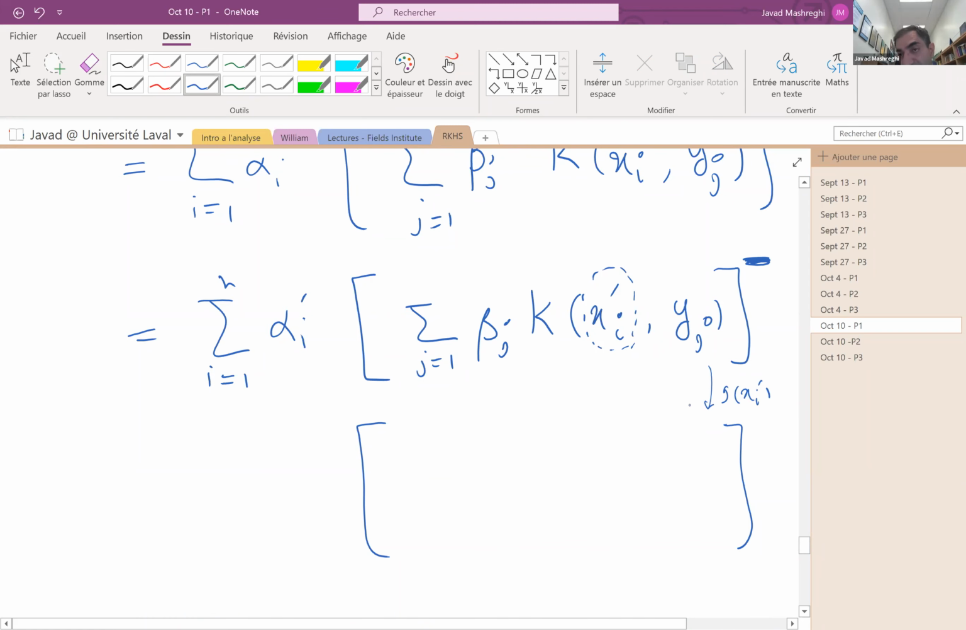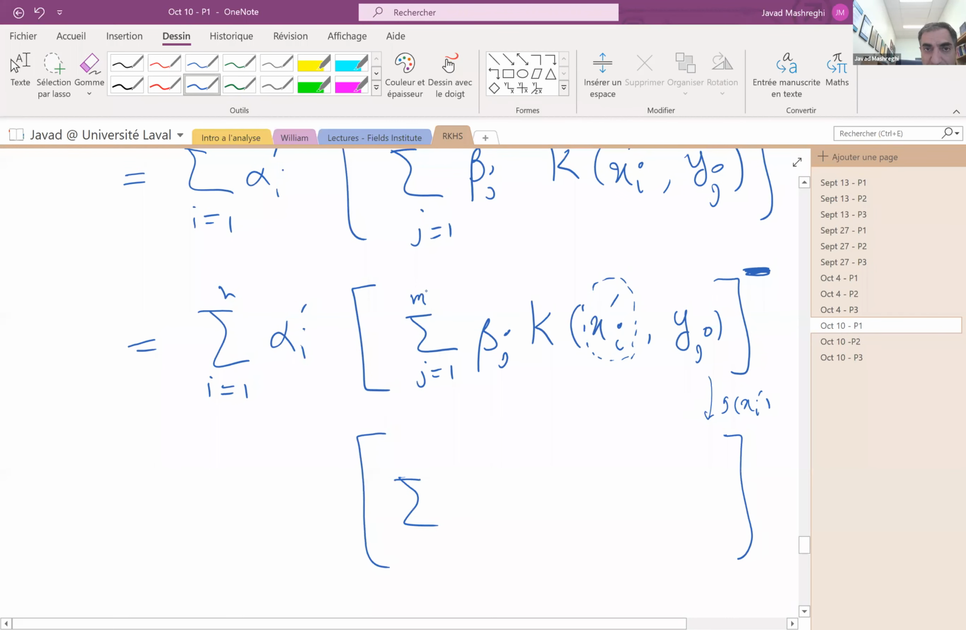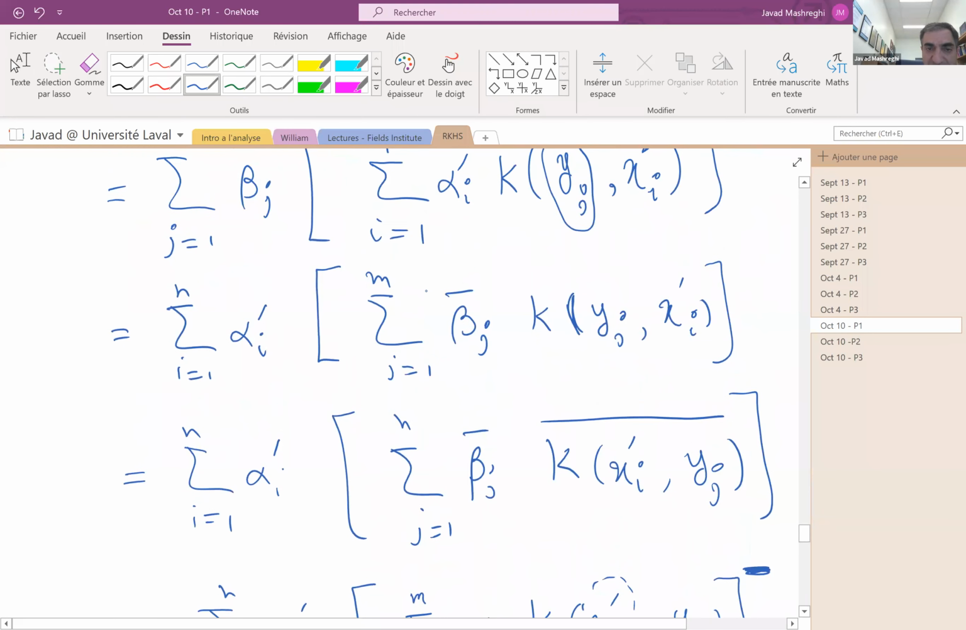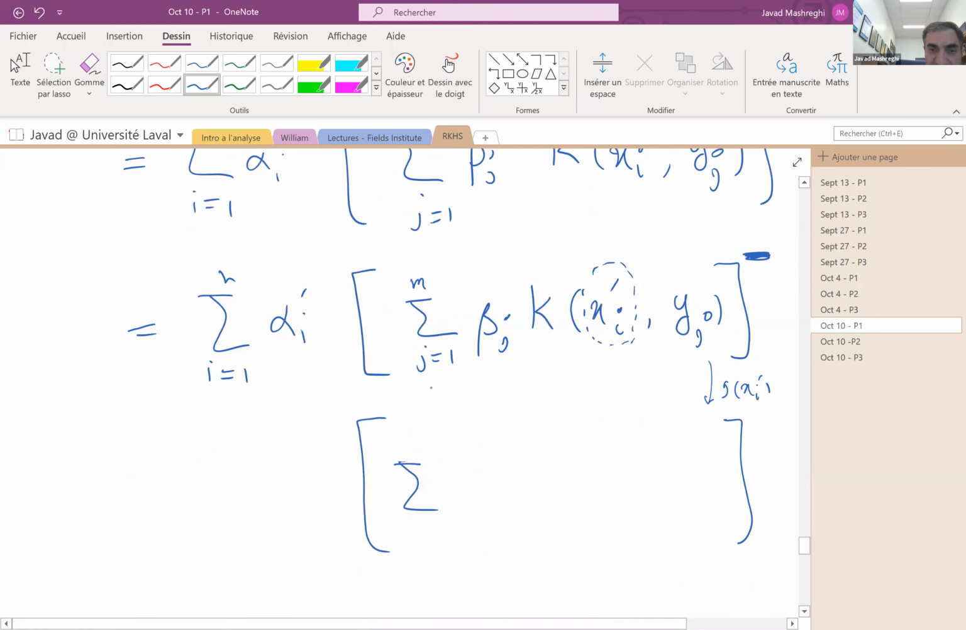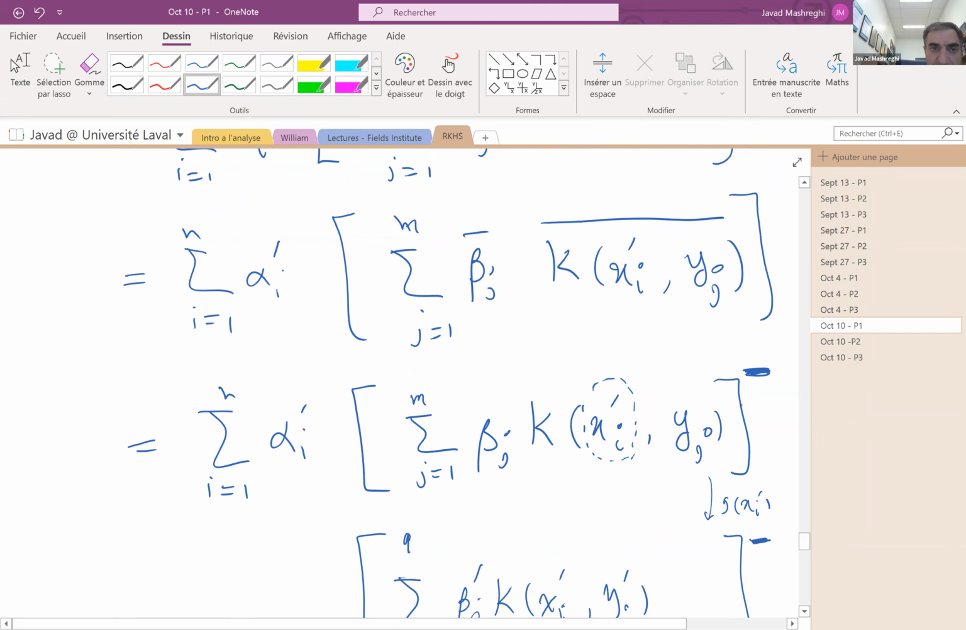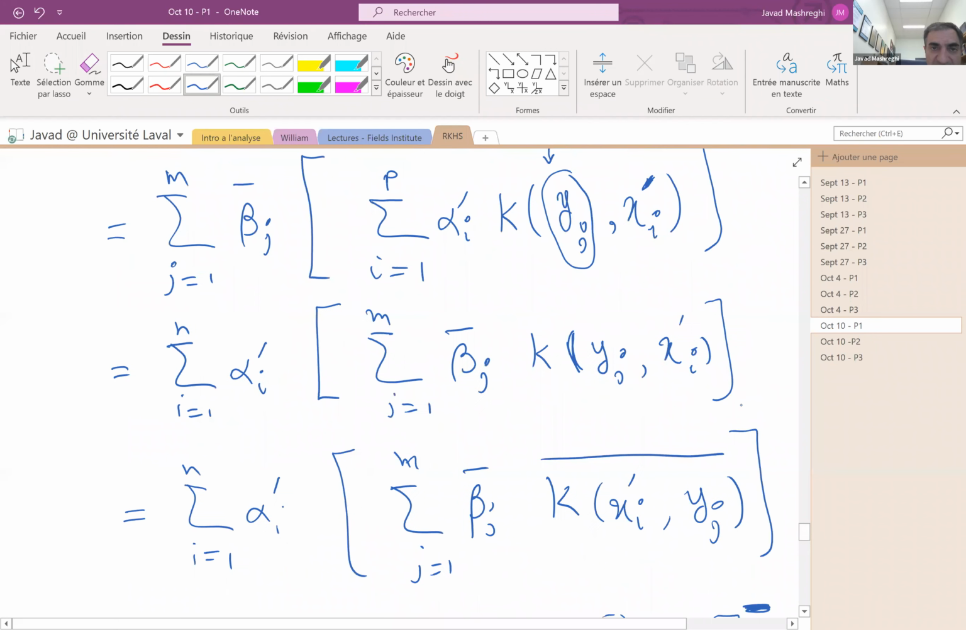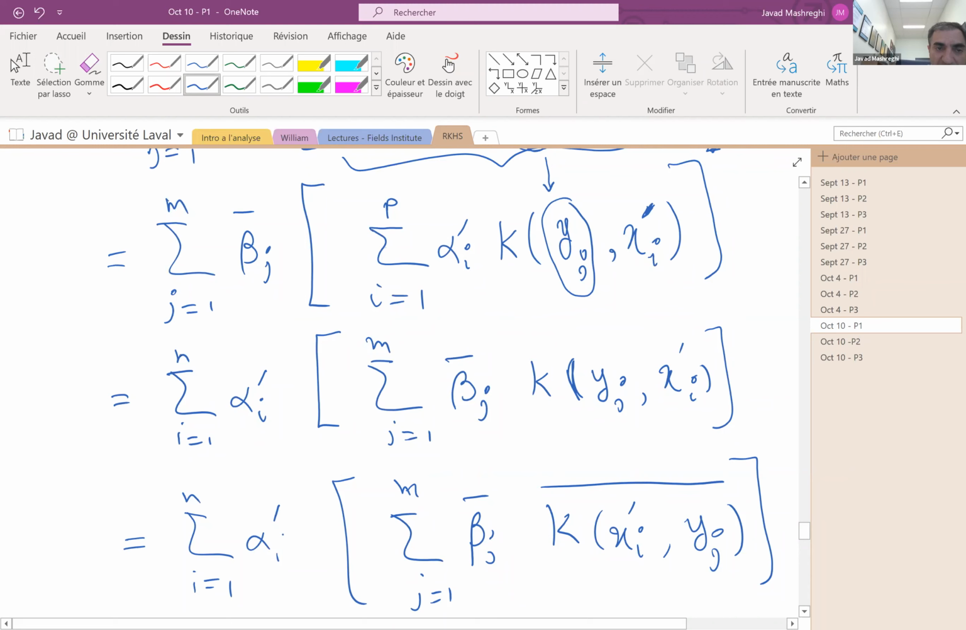So if you use the second representation for g, this is sum, was it n or m? j is from 1 to n. The second representation, j is from 1 to q, beta_j' k(x_i', y_j'). And there is a bar here. I made a mistake here when I took this sum out. I continued to write n, but it's p.